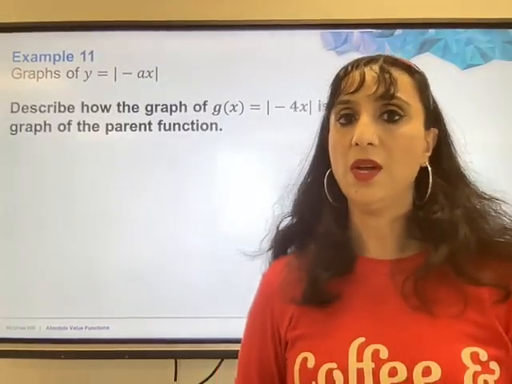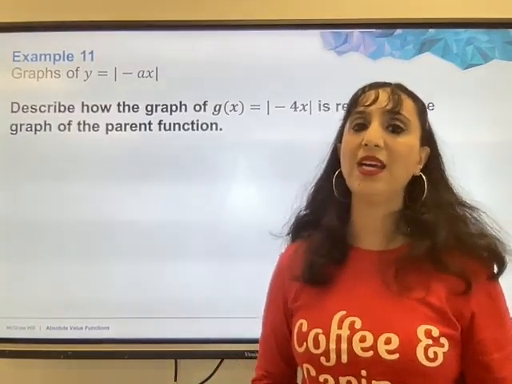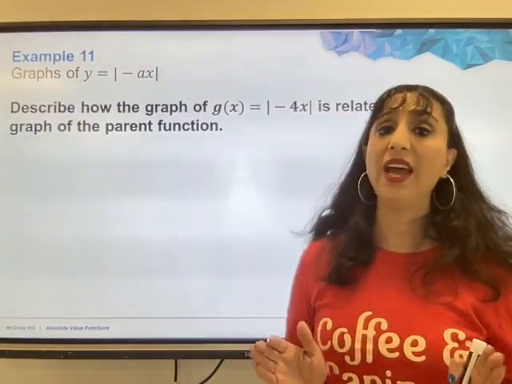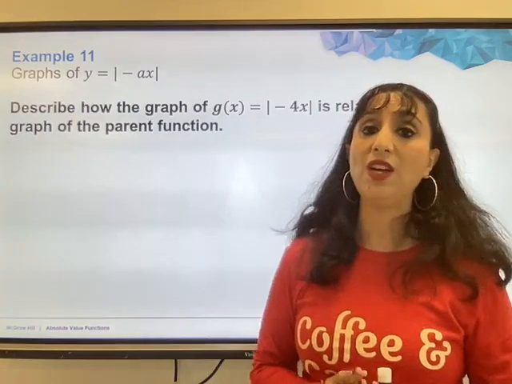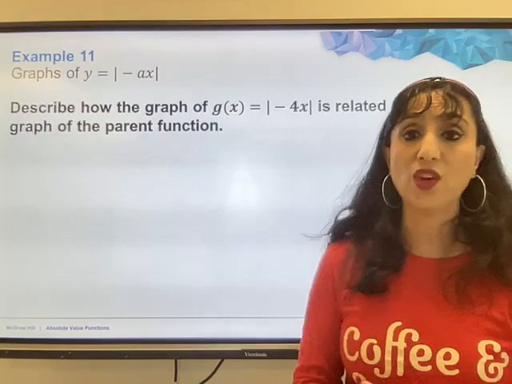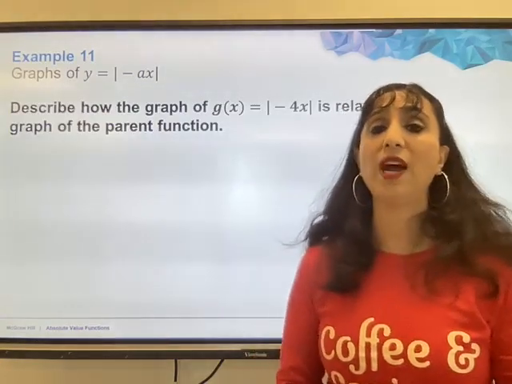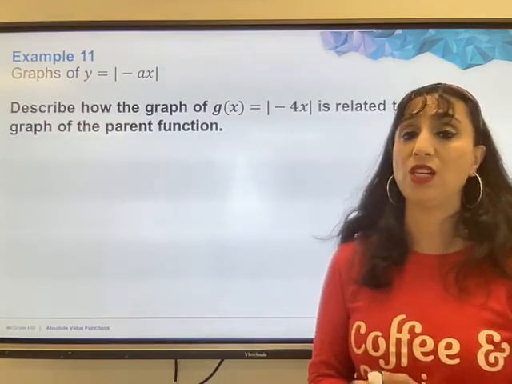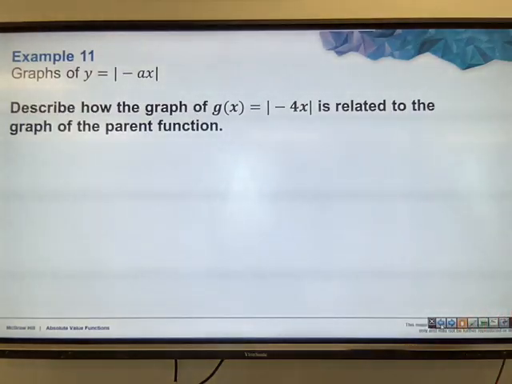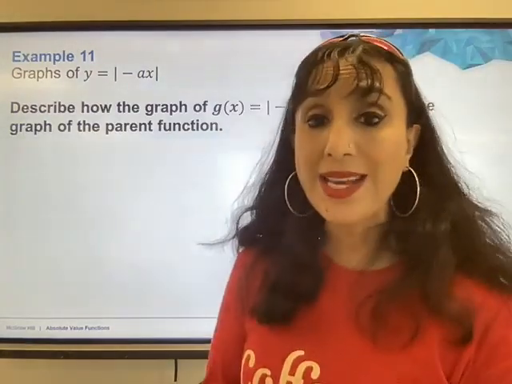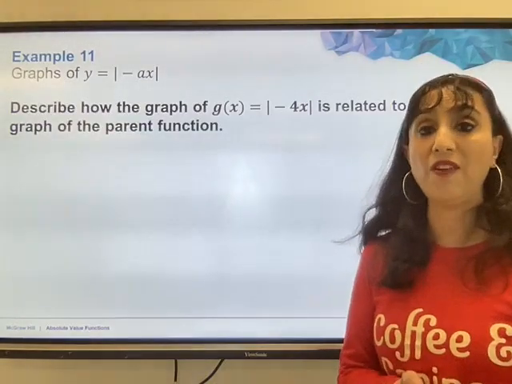So let's look at this one now. Now it's in the format of y is equal to absolute value of negative ax. So looking at that, I already know that's horizontal. Depending on the value of a, we'll see whether it's compressed or stretched. So describe how the graph of g of x is equal to absolute value of negative 4x is related to the graph of the parent function. So when I'm looking at this, I know that my a is greater than 1. So in this case, it's going to be horizontally compressed in relation to the parent function.